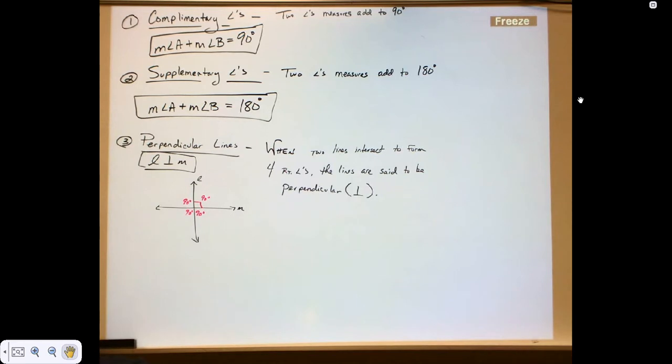All right, so let's get all that written down. And then we're going to talk a little more about linear pairs and vertical angles, and we'll get started on our assignment.